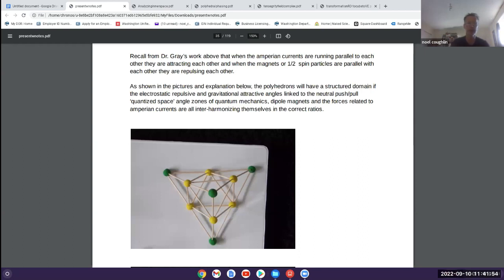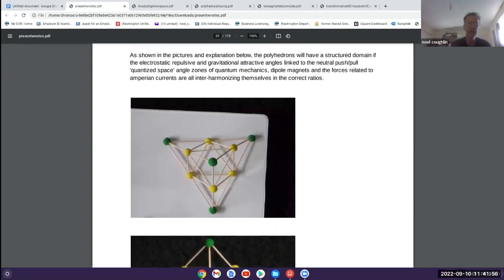As shown in the pictures in this place below, the polyhedrons will have a structured domain if the electrostatic repulsive and gravitational attractive angles linked to the neutral push-pull quantized space angle zones of quantum mechanics, dipole magnets, and the forces related to Amperian currents are all interharmonizing themselves in the correct ratios.